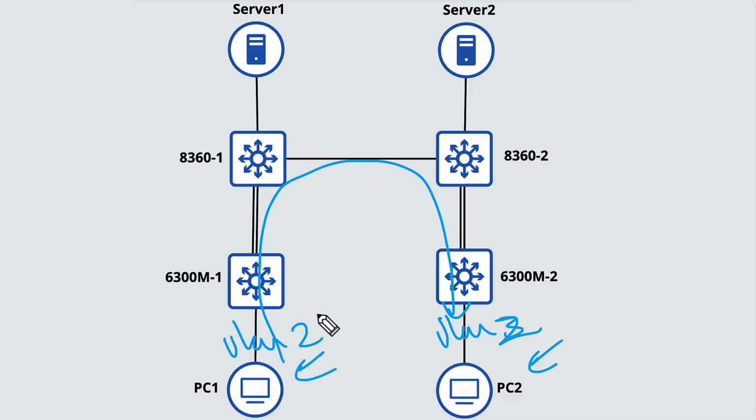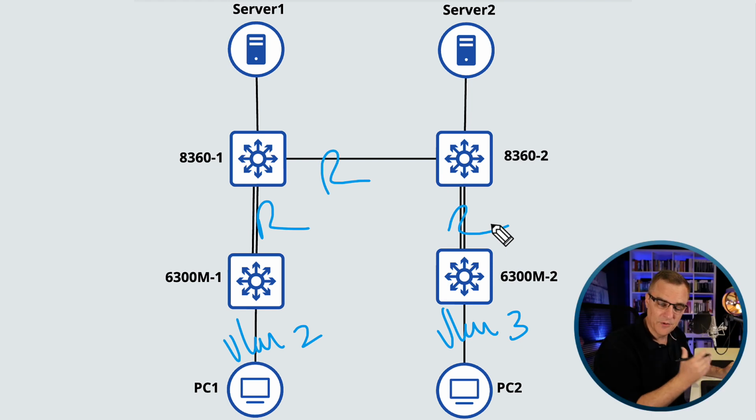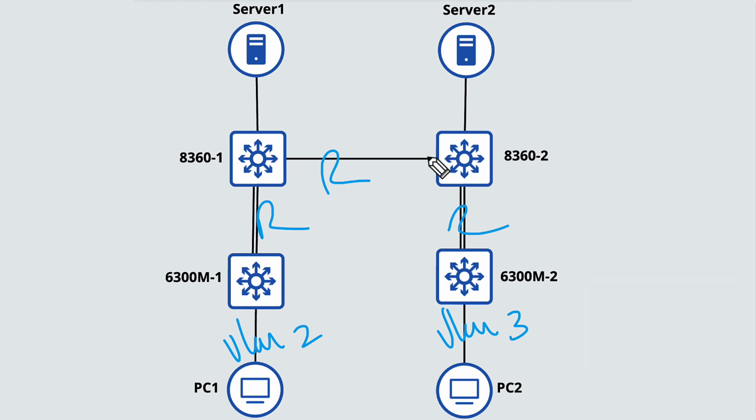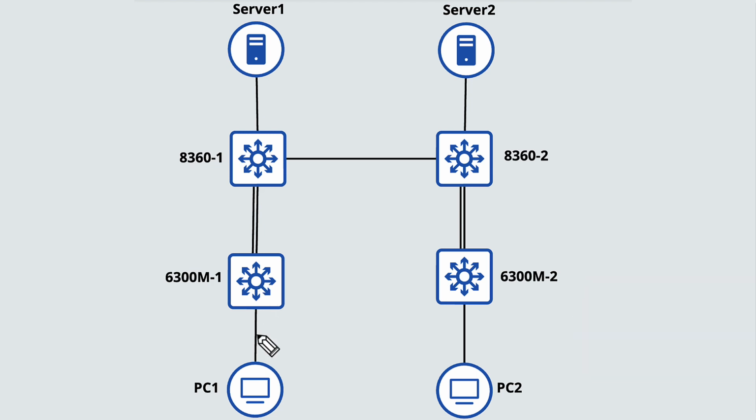You may want to span a VLAN like this across multiple switches, or you may decide not to do that, and you may, as an example, put this PC in VLAN 2 and this PC in VLAN 3, and then you could use routed ports on the links between the switches. So I'll show you those kinds of options in this series of videos, but to keep it simple, what I'll do initially is configure PC1 and PC2 in the same VLAN, let's say VLAN 2.